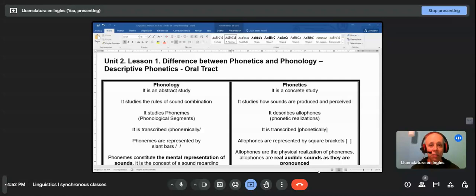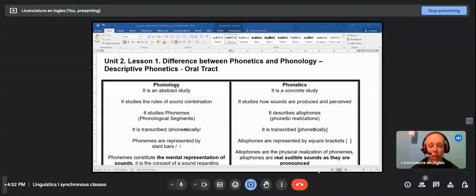It is abstract because we talk about sounds, but we talk more about the idea or the concept of sounds. While phonetics is concrete because we hear the actual sounds pronounced by people or by ourselves. So, while phonetics studies real, physical, actual sounds, phonology studies sound concepts. The second one says phonology studies the rules of sound combination.